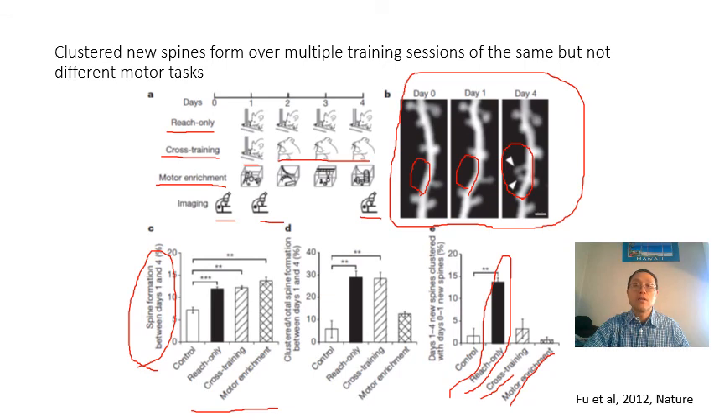And this also tells you that practice makes perfect, because additional practice is going to recruit additional spines and also their insertion onto the circuit. So this is basically exactly how you get better at specific tasks.